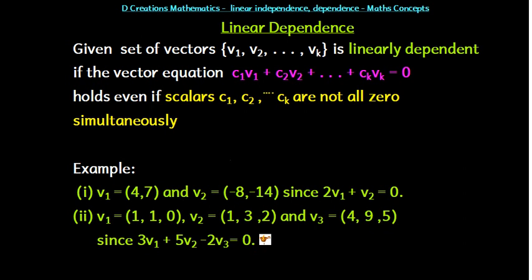So we find that if the scalars are all not simultaneously 0, or even if all of them are non-zero, and still if you get the linear combination to be equal to 0, then that is a set of linearly dependent vectors. We will see some more interesting properties based on this in the further episodes.